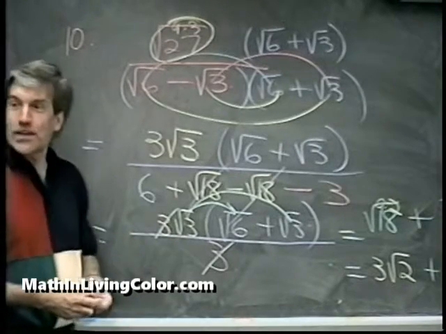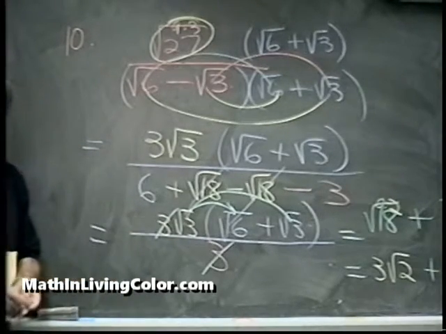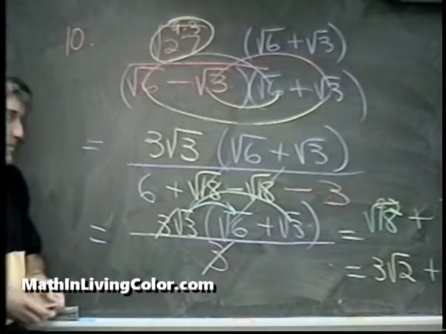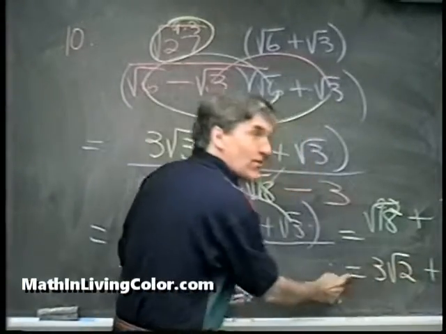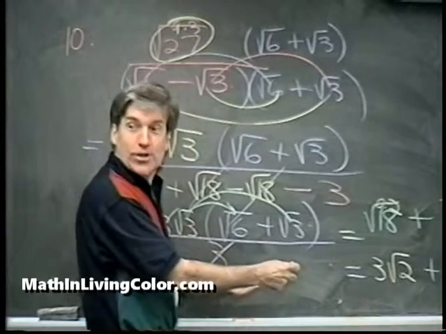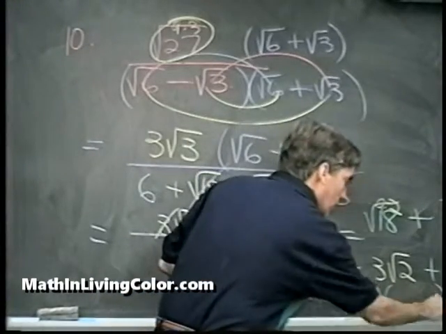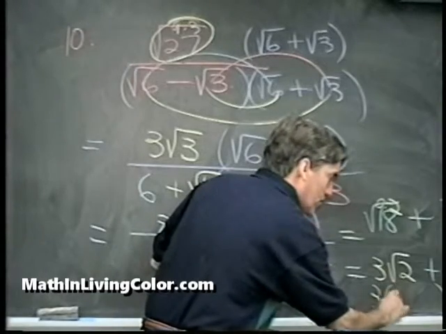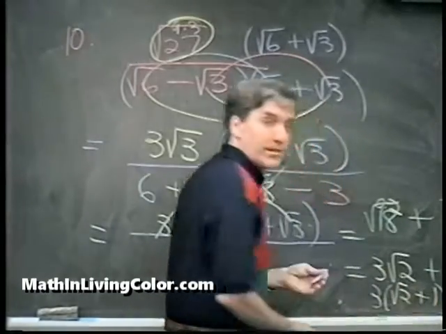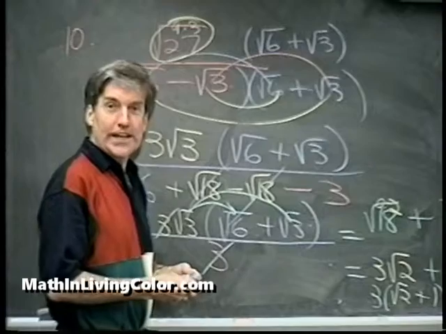Okay. Is there anything else you could do? Yes. You could factor out the 3 if you wanted to, although it's not required. You could factor out the 3 and you'd have 3 times the quantity of radical 2 plus 1. Okay? Any questions on that?